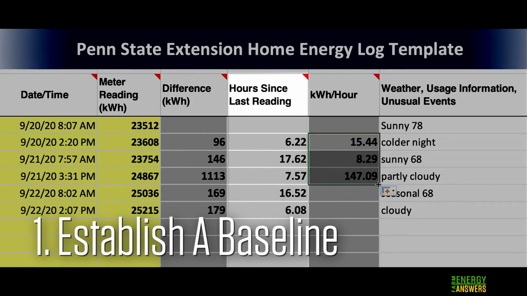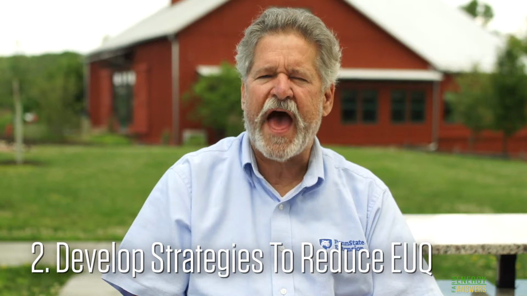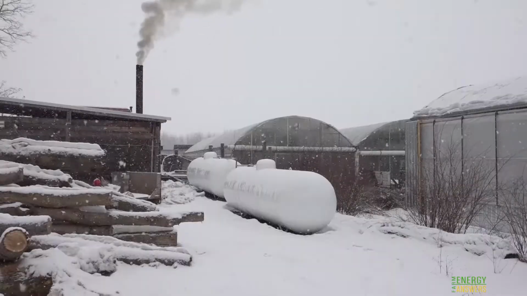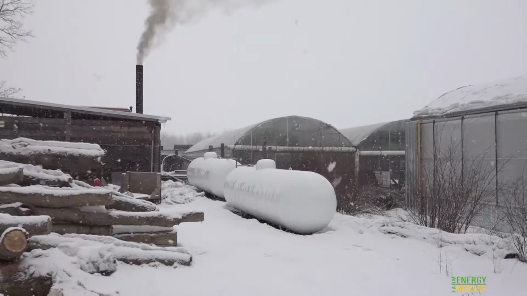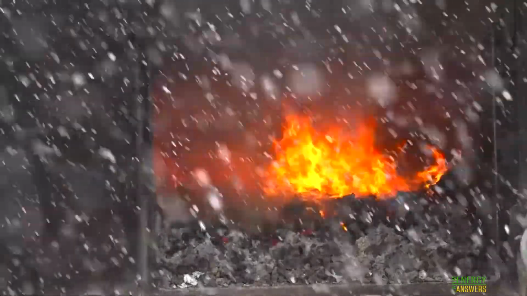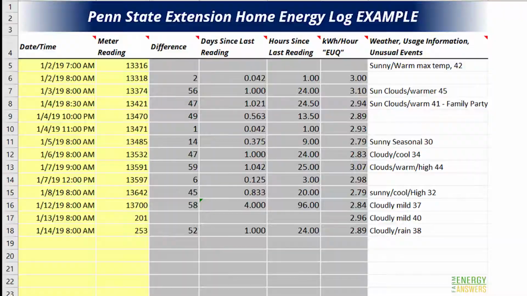Once you've established a baseline for your farm, the next step is to establish strategies to improve that energy use quotient. First, take a look at the EUQ to see how it varies. The EUQ will tend to vary as the outdoor air temperature varies, since heating and cooling systems are more or less active depending on temperature. In our example, the EUQ varies from 3.1 down to 2.79, with the lowest values occurring when the outdoor temperature is lowest.